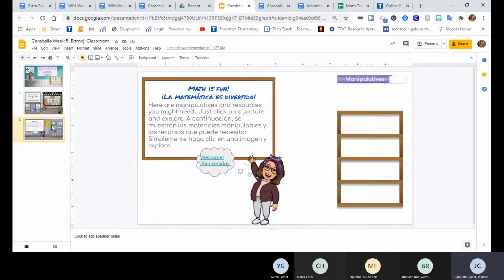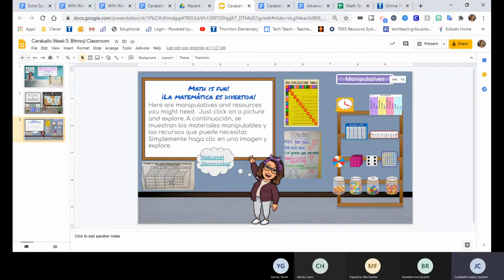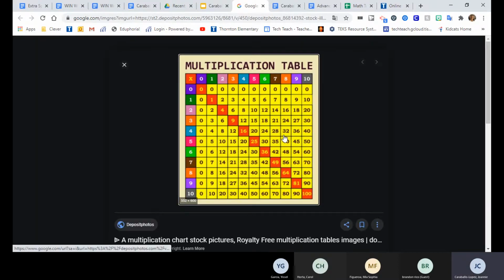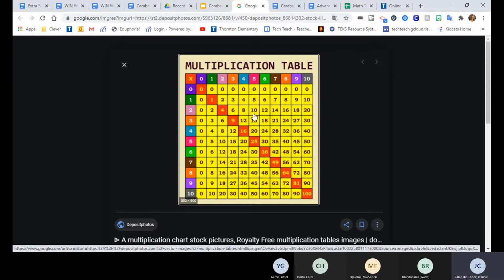But on the third slide, Miss Caraballo, look, she uploaded the same place value table that class in Spanish. It's in Spanish. And then we have here this wonderful little thing right here that says multiplication table. And guess what? If you don't know your multiplication tables, you can practice using this. And you go 0 times 0 is 0. 0 times 1 is 0.